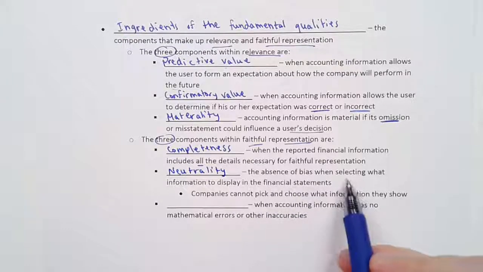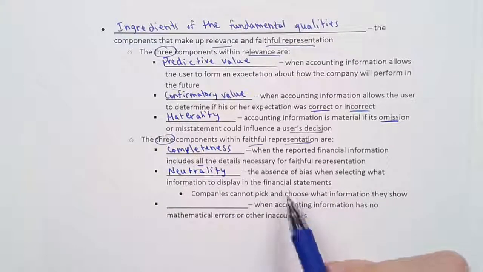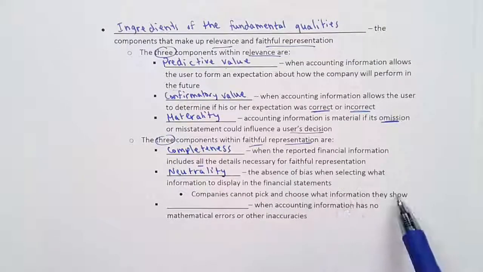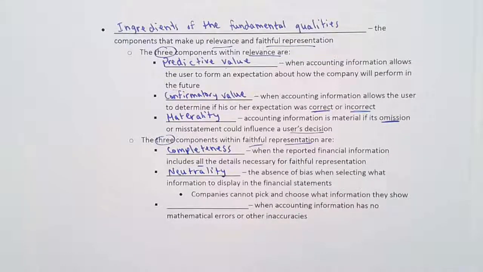Okay. So companies are not allowed to pick and choose what information they show. If a certain group wants one information, another group wants different information, it doesn't matter. Companies cannot basically look at that and say, oh, well, this group wants this information, we're going to show that. No, they cannot have bias when they're picking what information they're going to show.